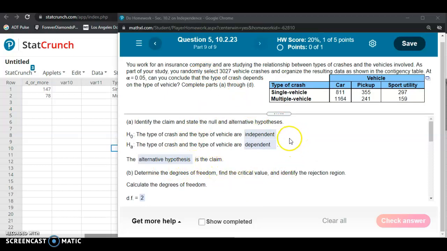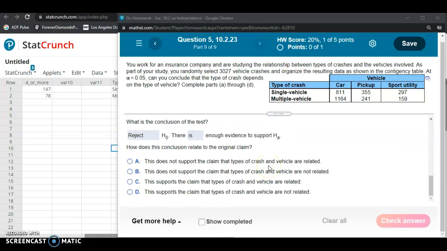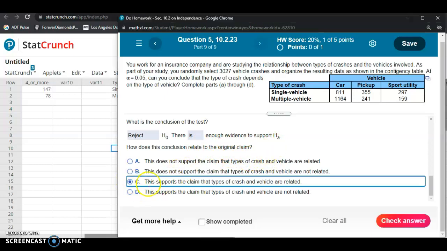In other words, we rejected the null hypothesis, which said that the type of crash and vehicle type were unrelated, meaning independent, in favor of the alternative, which says that the type of crash and type of vehicle are related, meaning that they are dependent on each other. So we have support for the claim in the problem. It looks like answer choice C is the best answer choice. It says that this supports the claim that the types of crash and vehicle are related.